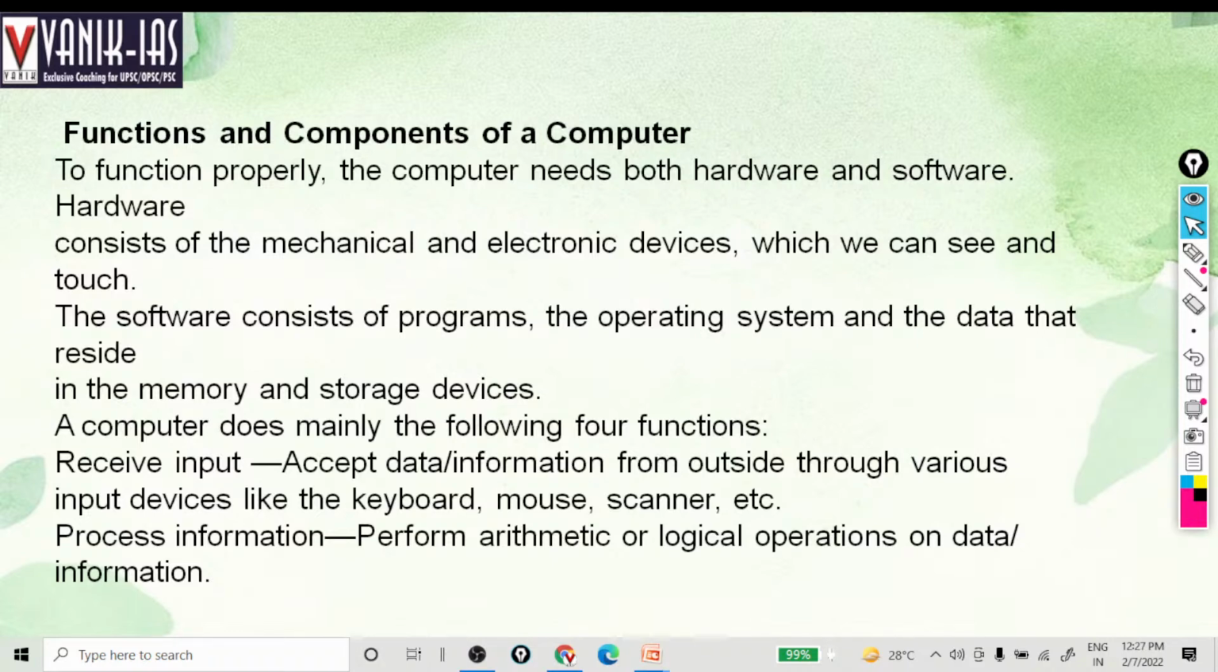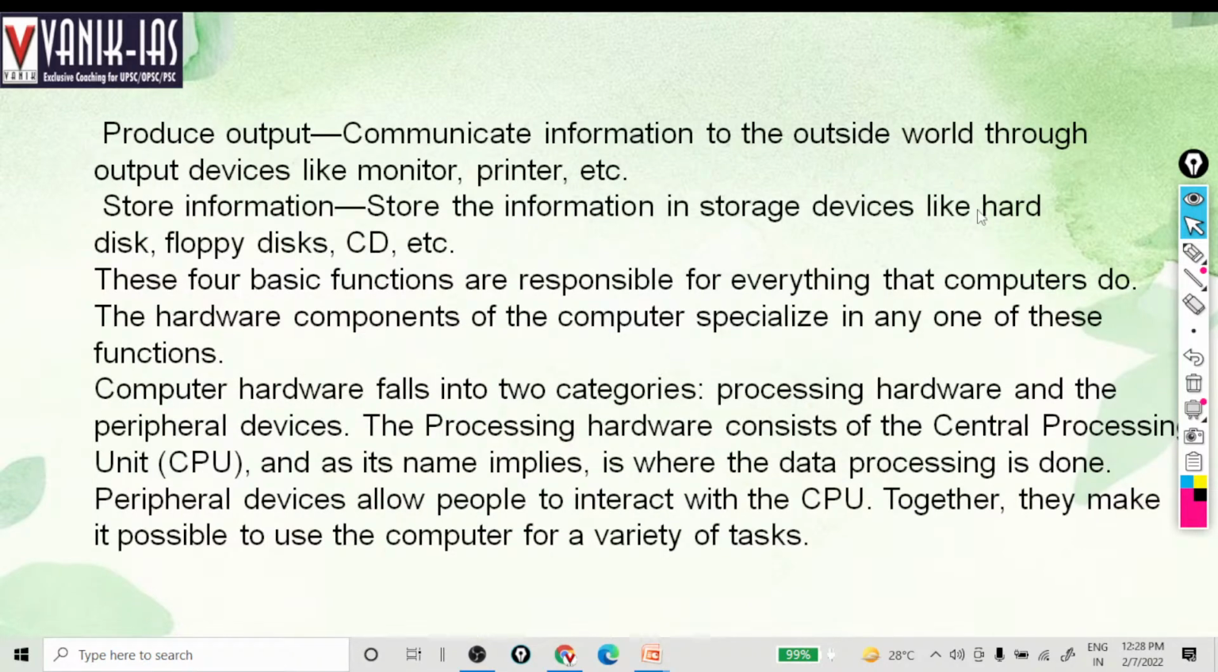Then process information: perform arithmetic or logical operations on data and information. Arithmetic or logical operation is related to programming. Arithmetic operations mean calculations that it can do. Logical operation means what steps to be taken after what. This is the inside process of information in a computer, which is basically performed by the software or the CPU.